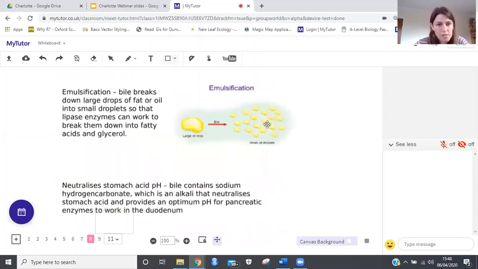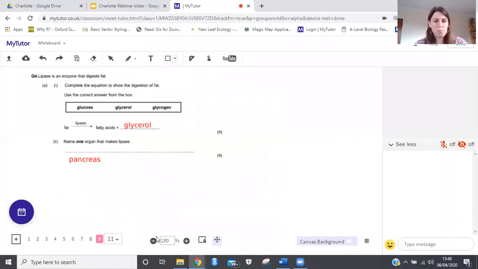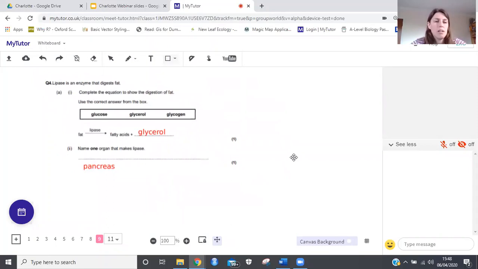Okay, let's do a past paper question. So, lipase is an enzyme that digests fat. We've just talked a lot about lipase. Complete the equation to show the digestion of fat. Use the correct answer from the box. So fat, with the help of lipase, becomes fatty acids and glycerol. This is a 1-mark question, so we just need the 1 word there.